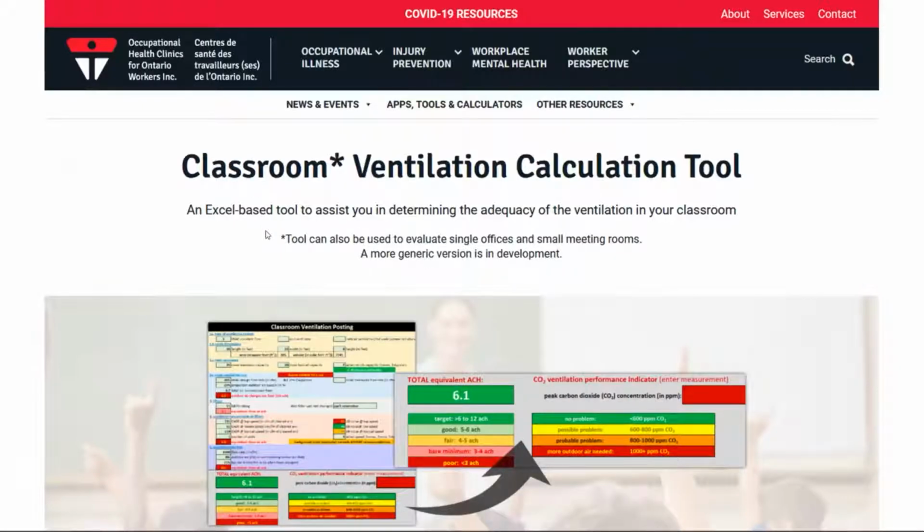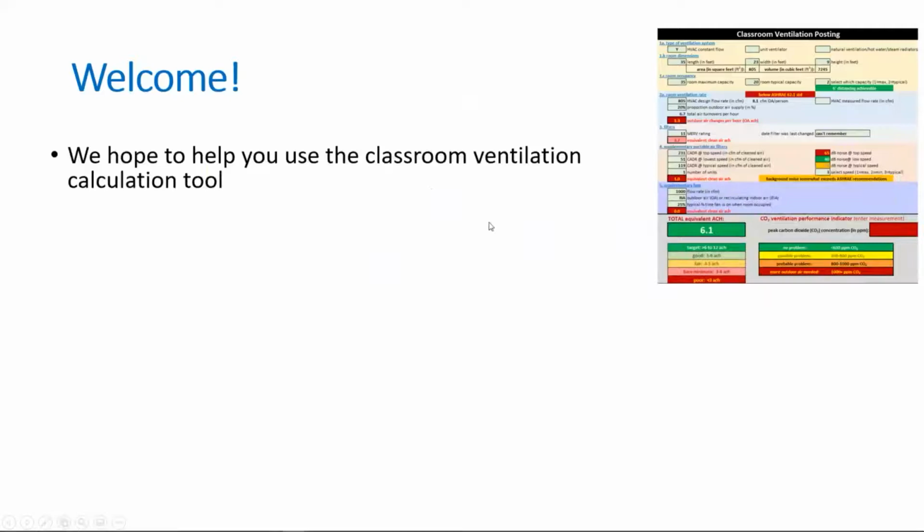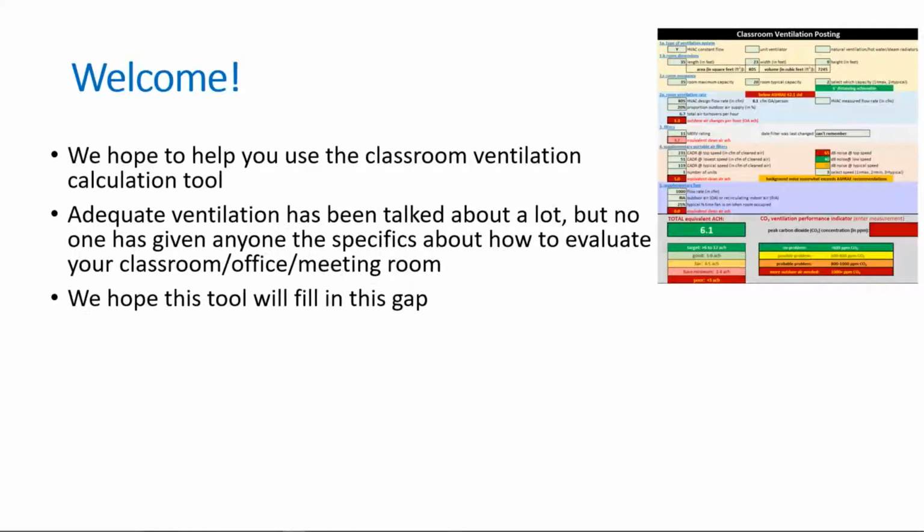Okay, thank you everyone for attending and for your interest. This was a tool that came out of a bit of frustration. People were talking about ventilation, but they weren't telling us how much. So our goal today is that you'll be able to use this spreadsheet to measure the ventilation rate in your room. And as I said, adequate ventilation has been talked a lot about, but no one has given specifics on how to do it, and we hope this tool will fill the gap.